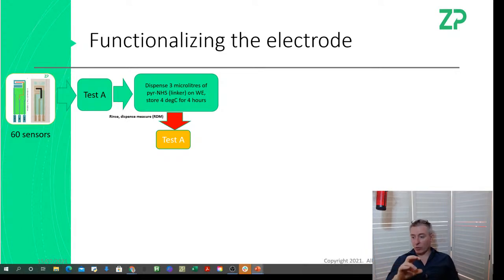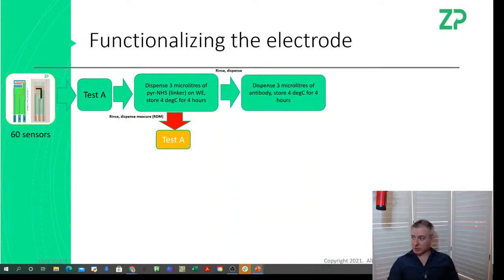So I'm just showing you our workflow. We take 60 electrodes, we make sure they're good, we dispense the linker on them, we test them by cyclic voltammetry. Then we rinse. We've essentially sacrificed 3 electrodes here just to do the testing. And then we carry the other 57 forward. And now on the other 57, we actually put down the antibody. And then we test that. So we've sacrificed another 3 electrodes.